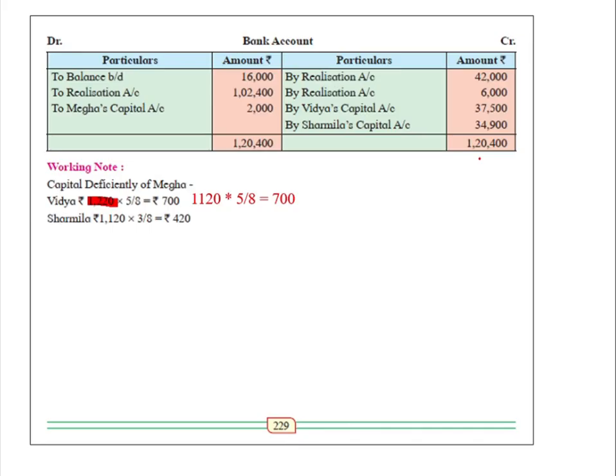Next. Again see deficiency, page number 229. We have to divide the capital deficiency of Mega among Vidya and Sharmila. Here 1120 is correct, but here they have given 1220. So instead of 1220, take 1120 into 5 upon 8. Then only we'll get the answer of 700. You also check, you also calculate, and you will come to know. Page number 229. Next we'll move on.